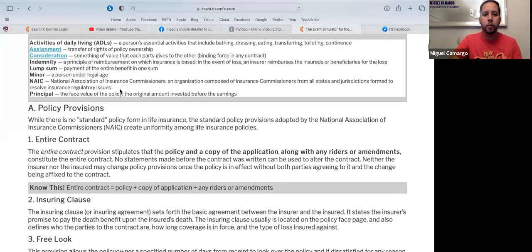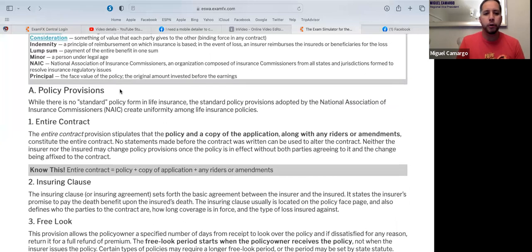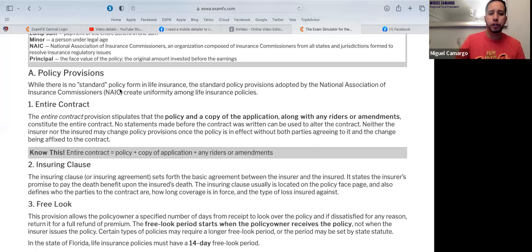So let's actually talk about what this stuff means. A provision: while there's no standard policy in life insurance, the standard policy provisions adopted by the NAIC create uniformity among life insurance policies, okay? So let me give you the reality of the real world. When your policy is delivered to you, there's always a glossary section, and it gives you all these terms and conditions. And right now we're about to go through all those terms and conditions. Definitions of a policy, right? So the first one, you're absolutely going to need to know this.